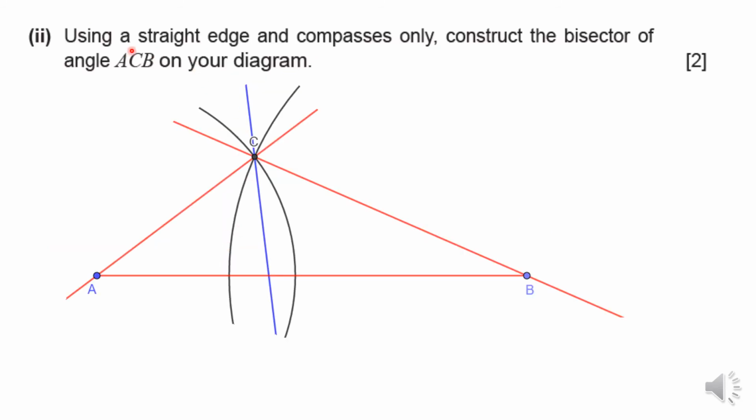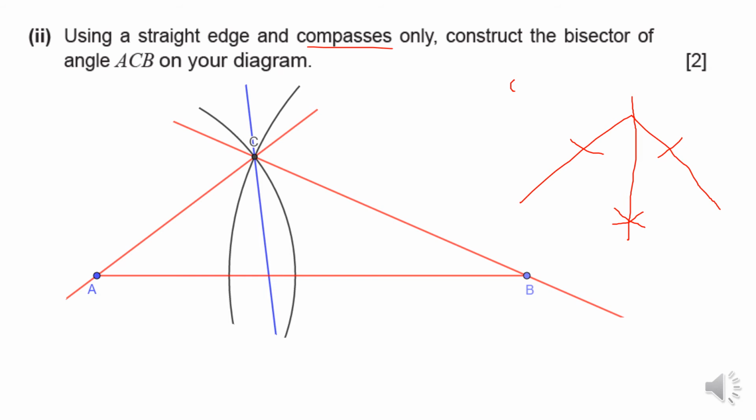Then use a straight edge and compass only to construct a bisector of angle ACB. So you need to cut that angle in half. And I hope that you guys have done how to bisect an angle. So you obviously take your compass and find points where they intersect, and then you draw the line. This is basically what you need to use. Obviously you need to use your compass and your ruler to do this.